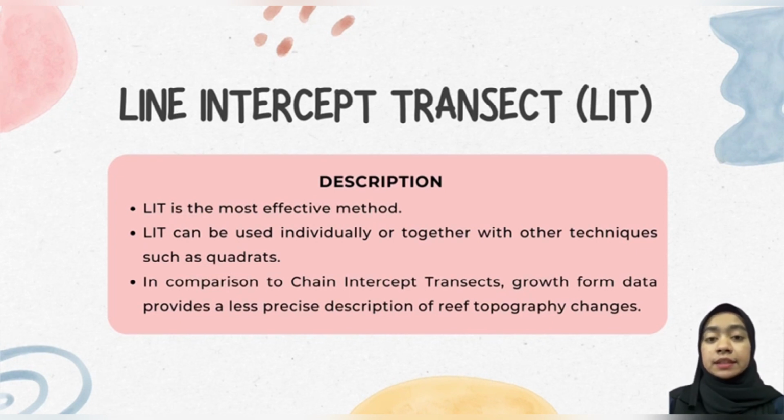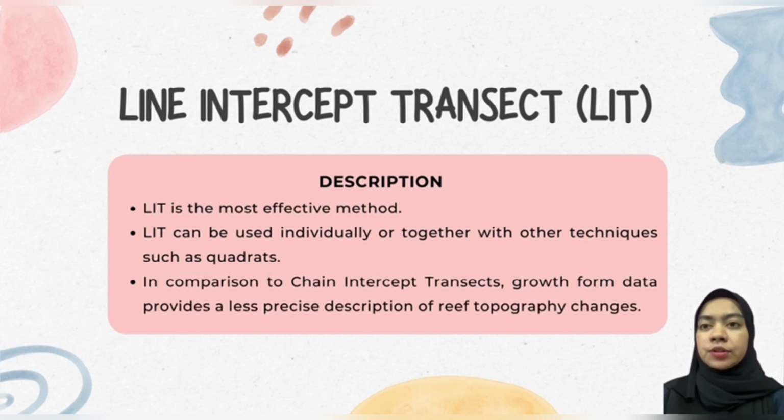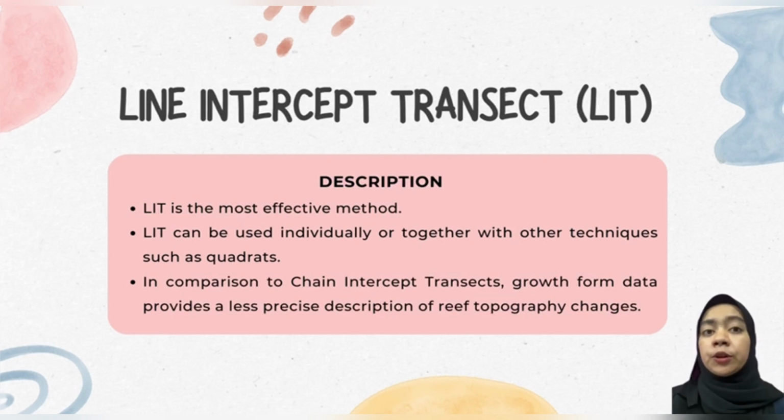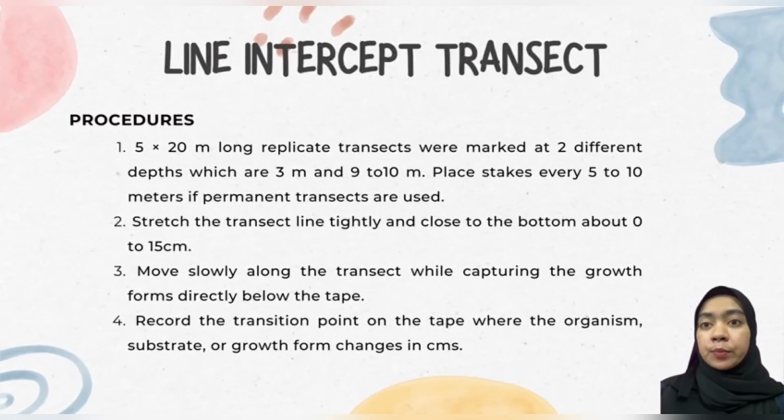I will continue this presentation with line and point intercept transect. Line intercept transect or LIT is the most effective method. LIT can be used individually or together with other techniques such as quadrat. In comparison to chain intercept transect, growth form data provide a less precise description of the reef topography changes. This is the procedure to conduct the line intercept transect.